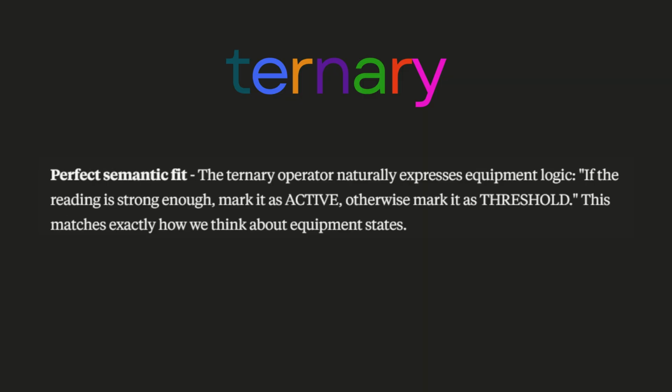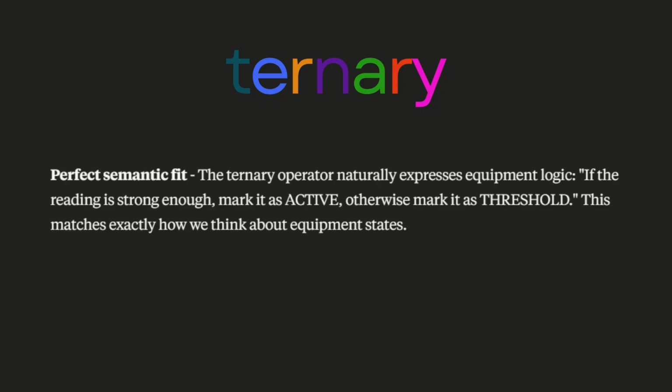So the ternary operator syntax: "active" if reading greater than 0.1 else "threshold". This reads almost like English. Use active if the reading is greater than 0.1. Otherwise, use threshold. The structure is value if true, if condition, else value if false.